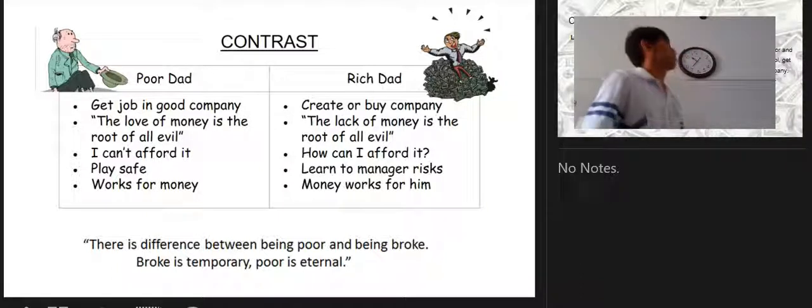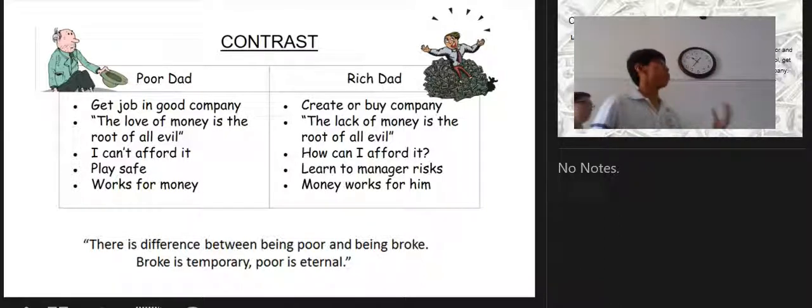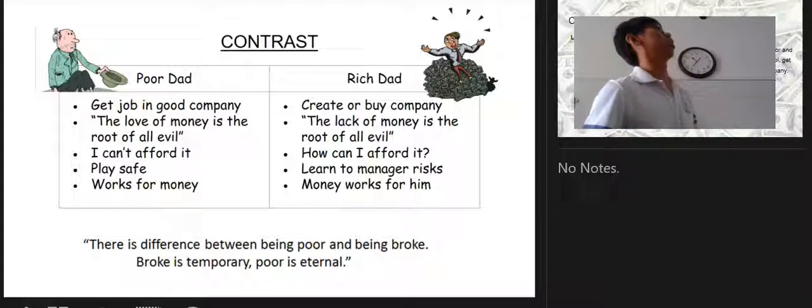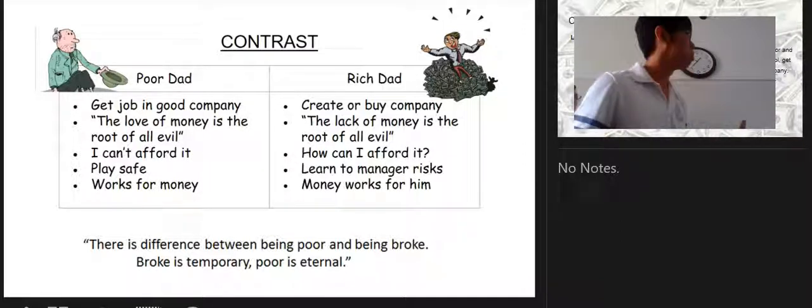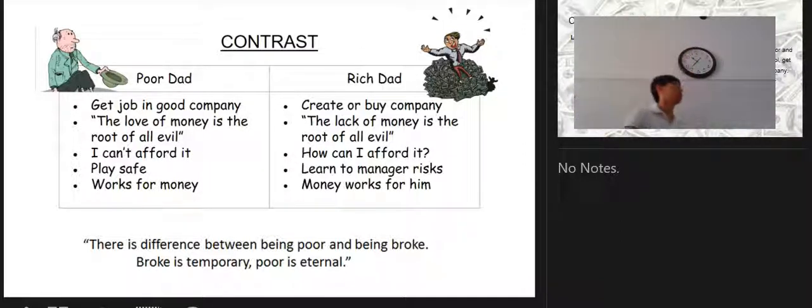Poor dad thinks he can't afford it because of the living pressure. And we must work or invest, must play safe, and we must work for money. But in the mindset of the rich dad, he always tells Robert Kiyosaki, how can he afford it, and we must learn to manage risk. When we work or invest, we must let the money work for us.